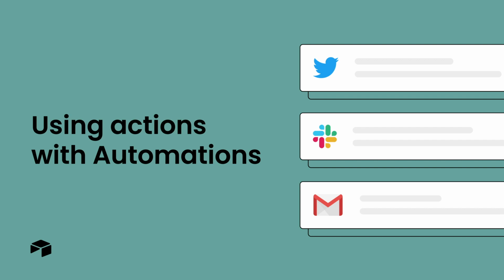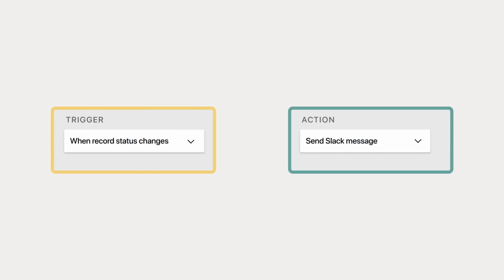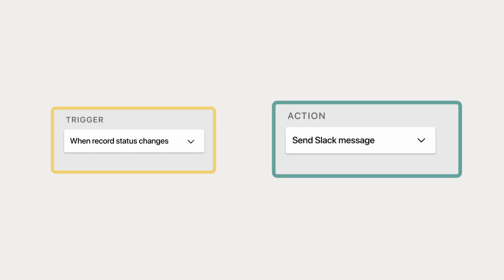Your workflows require many custom steps. With Airtable Actions, you can automate those custom steps so you can spend your time focusing on what matters. Every automation consists of a trigger and an action. The trigger starts running your automation and causes it to complete the action of your choice.